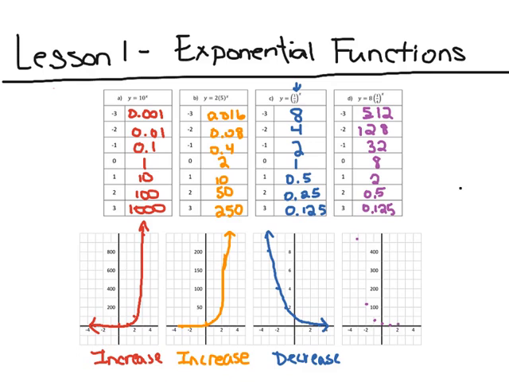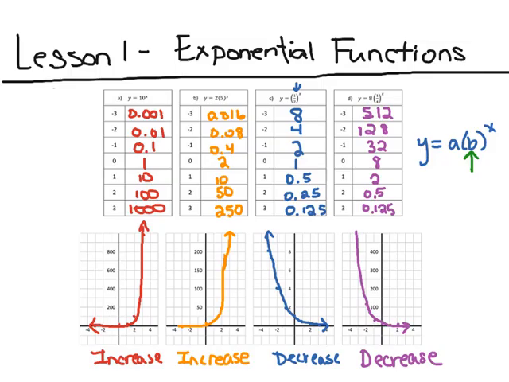0.25. It's really close. I can't draw that on here. So once again, this is decreasing. Alright, so when we have the function y equals a times b to the power of x, things that are important: our b value determines if it increases or it decreases. Our a value is also important too.